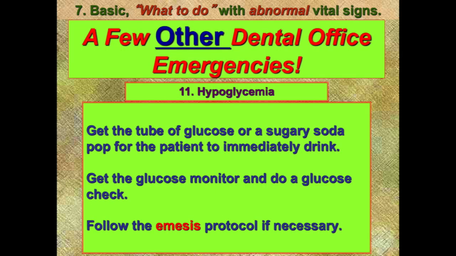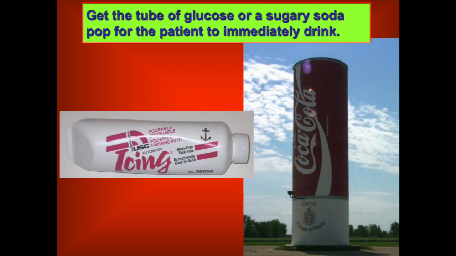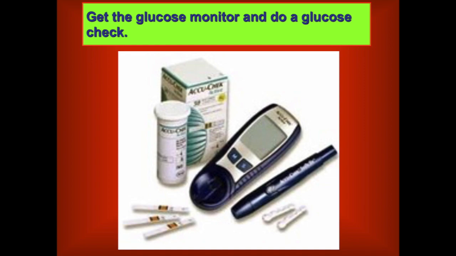So the way that we treat it is rapidly by giving them a sugary soda pop or a tube of glucose, which could also be cake frosting. Check their glucose with your glucose monitor, and then follow the emesis protocol. We also have in your IV kit a vial of D50 that you can add to their IV solution. Not everybody has that though, but you should have D50 there. So there we are with the cake icing and the soda pop, and the glucose monitor.